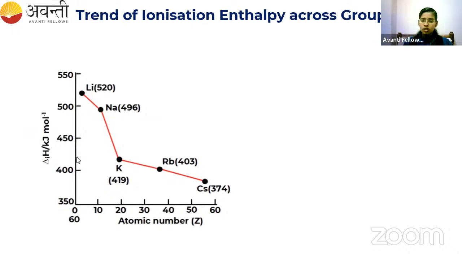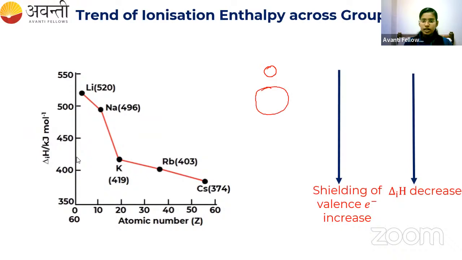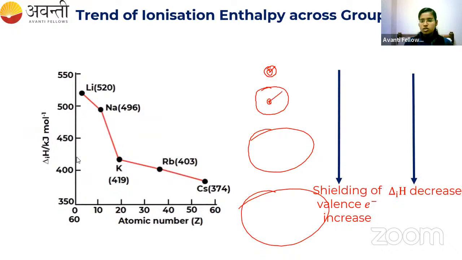This is on moving down the group. On moving down the group, what will happen? The shielding of valence electrons increases and ionization energy decreases. You know this is the size of lithium, sodium, potassium, rubidium, cesium, and it goes on like this. The distance between the nucleus and the outermost shell is more, so we can easily remove an electron from the last case compared to the first case. So ionization energy is decreasing.